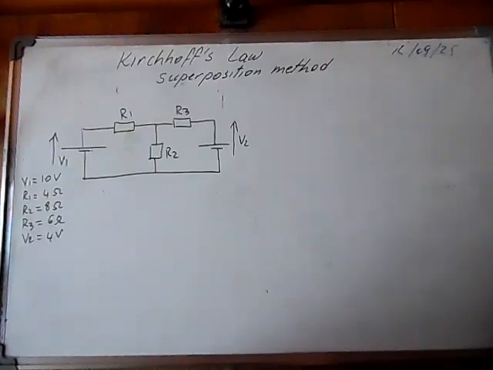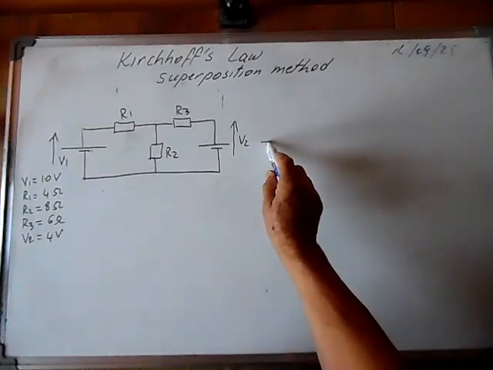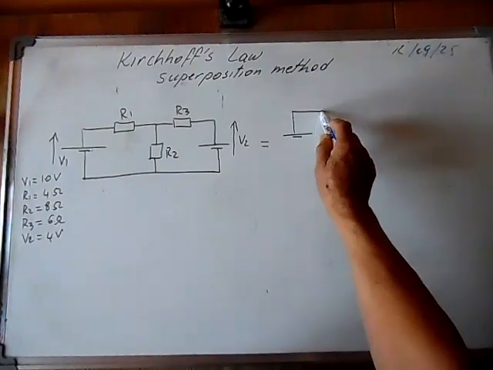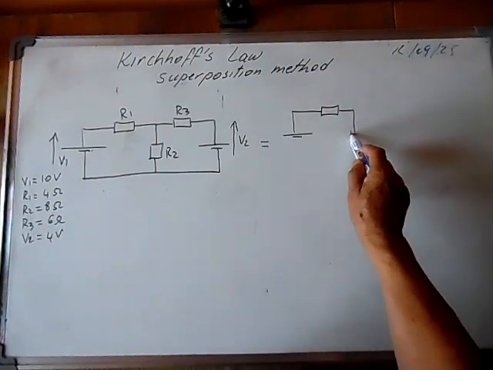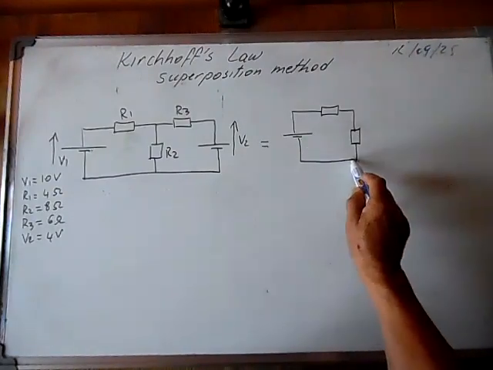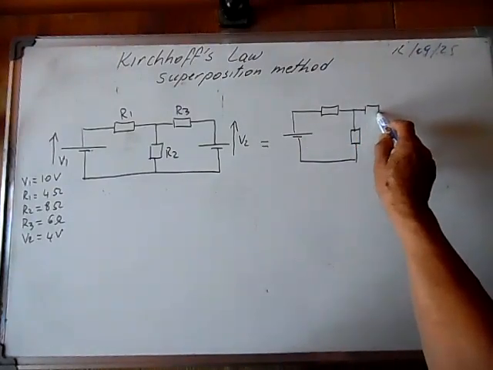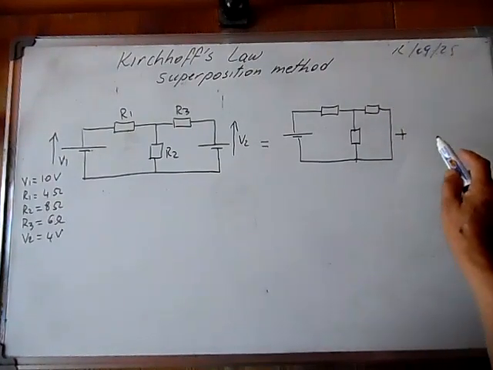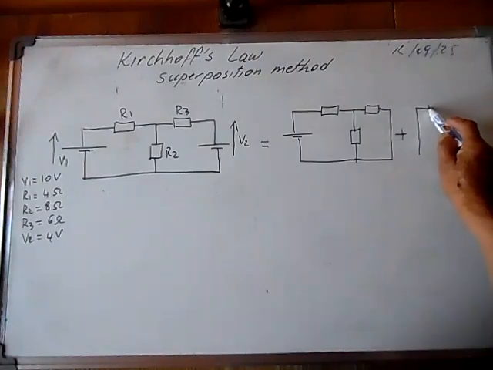depending on the sources. Here we have two sources, we can divide it in two circuits and we can calculate the currents and later add these currents to find the total currents. Here, for example, we can divide it in two circuits. First circuit is V1 on its own, working on its own. Here we have first circuit without V2, and the second is V2 on its own.